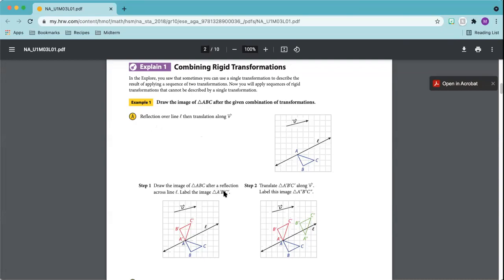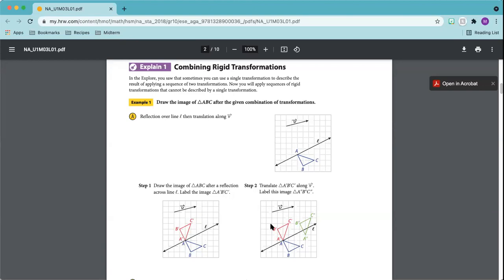So when they give it to you with words, you want to do it in the order that they tell you, right? Reflection, then translation. Don't try and do the translation first and then reflect it, okay? Always do it in the way they describe, all right? So the first thing was to do the reflection. So we see our ABC gets flipped over line L to triangle A prime, B prime, and C prime, okay?